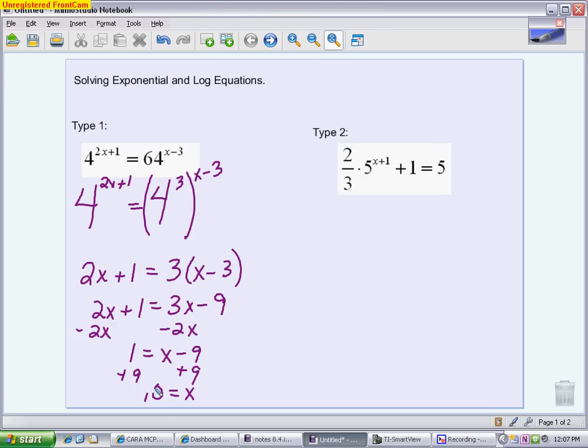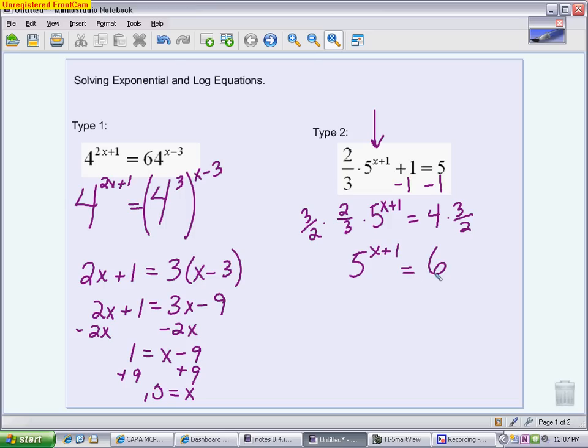The second type is when you have a single exponential expression in your equation. So you'll look right here, and the exponential piece that you have is the 5 to the x plus 1. First thing you want to do with these is you want to isolate that exponential piece. So I'm going to start by subtracting 1. So I get 2/3 times 5 to the x plus 1 equals 4. And then I'm going to multiply by the reciprocal to get rid of the 3/2. So I have 5 to the x plus 1 equals 4 times 3/2 is 6.